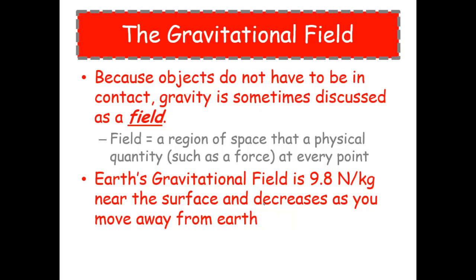Alright, gravity actually exists in a field. We call it a field where you have basically this region, and every point has gravity. It's just easier to think about it that way. So everywhere that Earth's gravitational field exists, here on Earth, it has a strength of 9.8 newtons per kilogram. It will go down, obviously, the farther you get away from Earth.